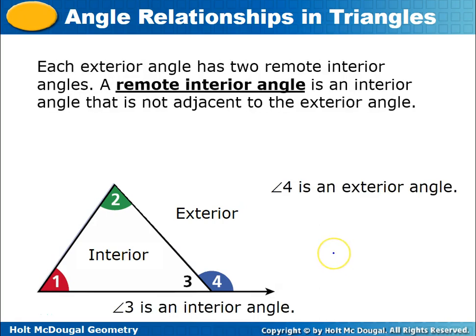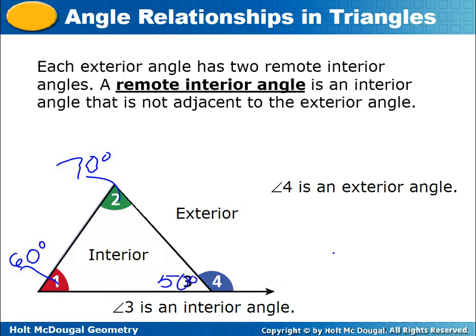So now when we talk about remote interior angles, we're talking about angles that are not adjacent to that exterior angle. So we call them remote because, again, they're not adjacent. So I'm going to give these, again, some measures so you guys can see. I'm going to say this one's 60 degrees and this one's 70 degrees. Now, if that's 60 and 70, when I add those two together, that's 130. That would mean that angle 3 is 50 degrees.